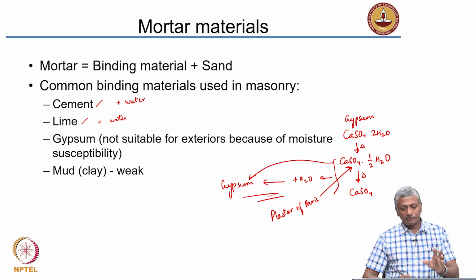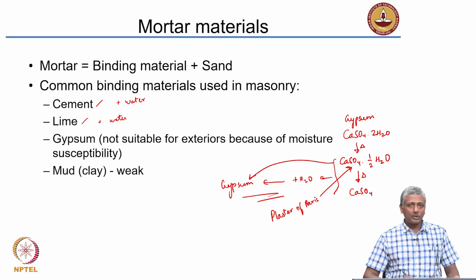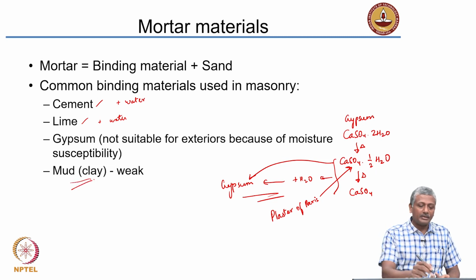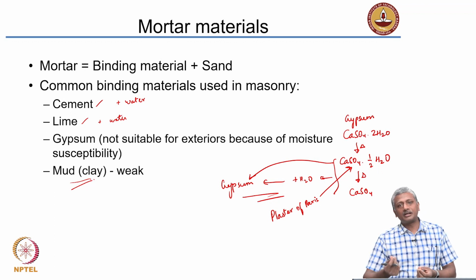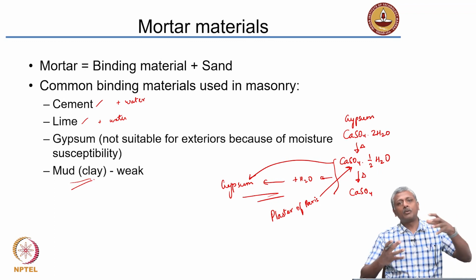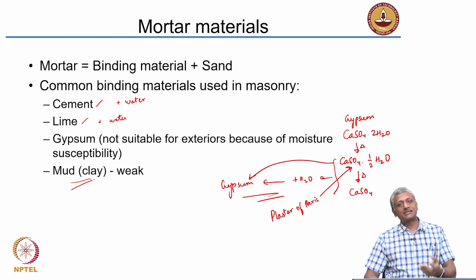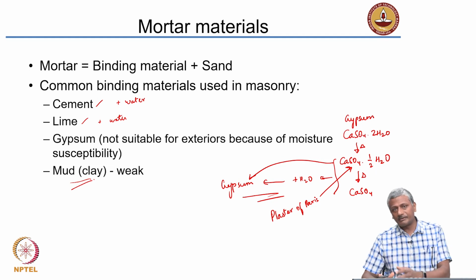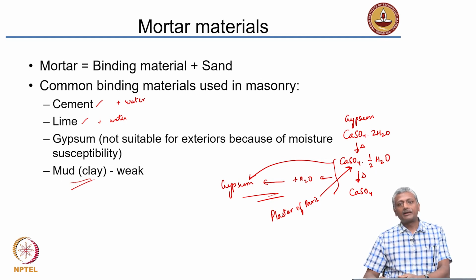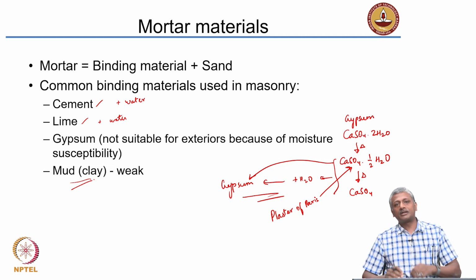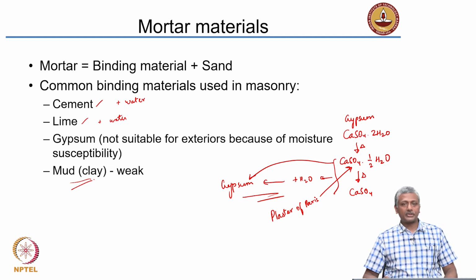Again, it's not suitable for exteriors because of moisture susceptibility. Another common material that you find in rural areas is simply the mud that they find from the soil or the clay, right? They mix it, mold it with water, make it into plastic stage and bind the blocks with that. Now, it's efficient and it's also good sustainability wise because they are using a locally available material, right? And it's also got nearly the same characteristics as the blocks that they are using with respect to thermal insulation.